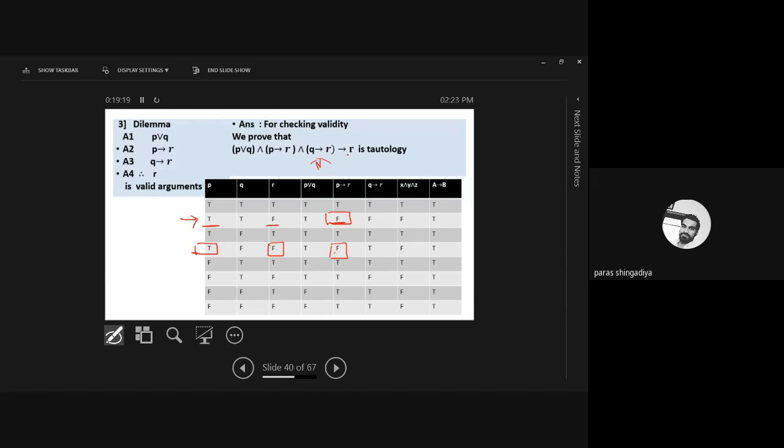Now let's take the A3 answer. Here we need Q conditionally R. Q is implemented on R, so the same rule. Just compare the Q and R columns. In the second row, it is T here and F here, so it will be F here. Q conditional to R. And then in the fifth row, it is F here; in the sixth row, it is T and F, the second is F, so it will be F here. Clear? And the rest of all the entries will be T in this A3 answer.